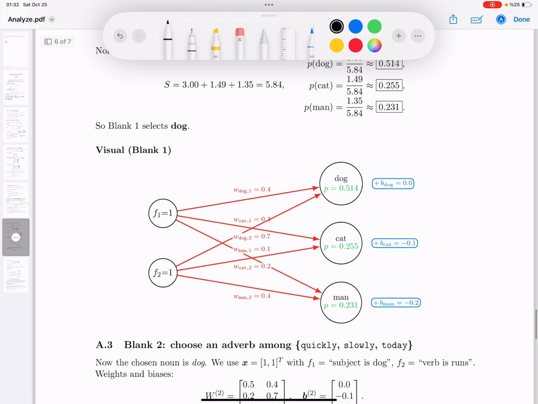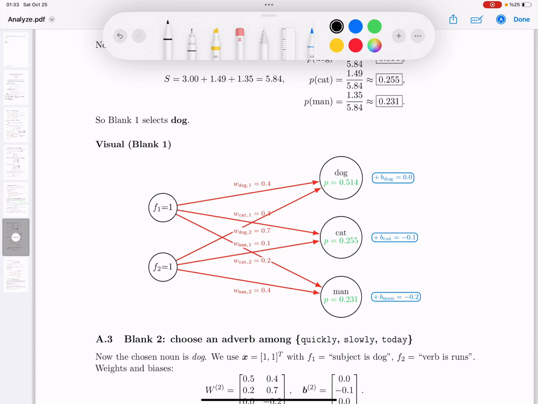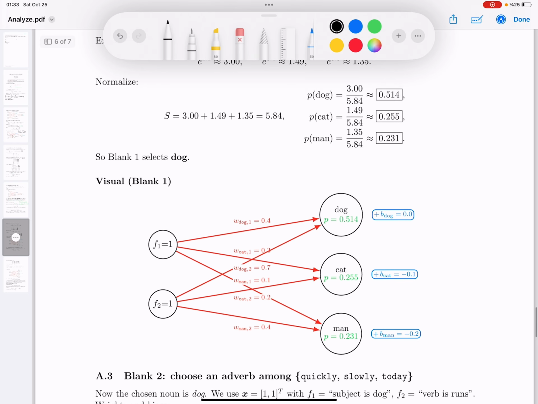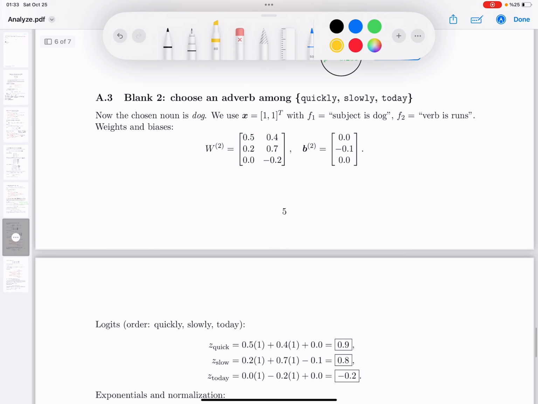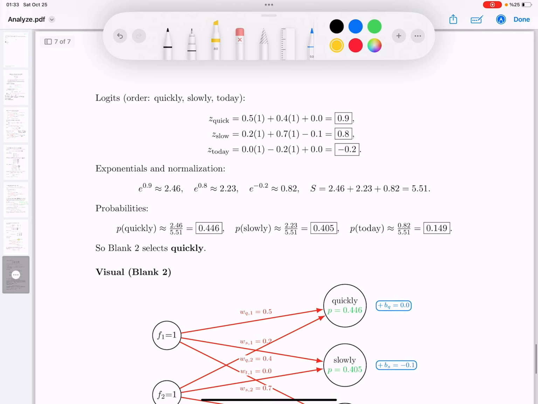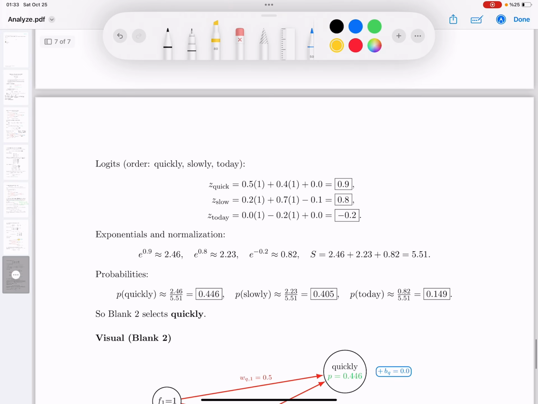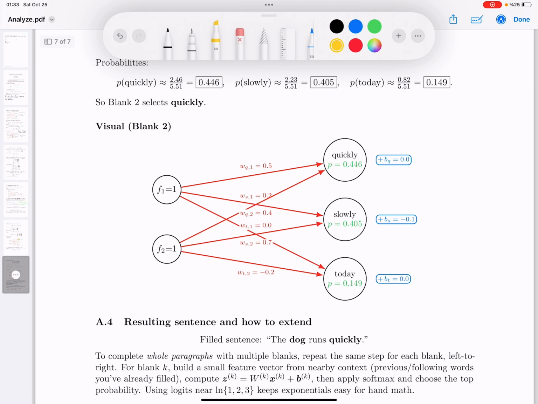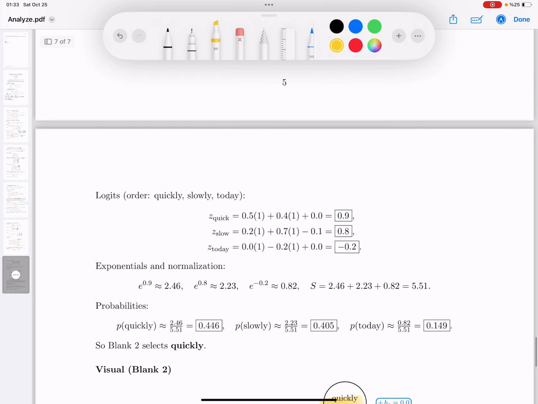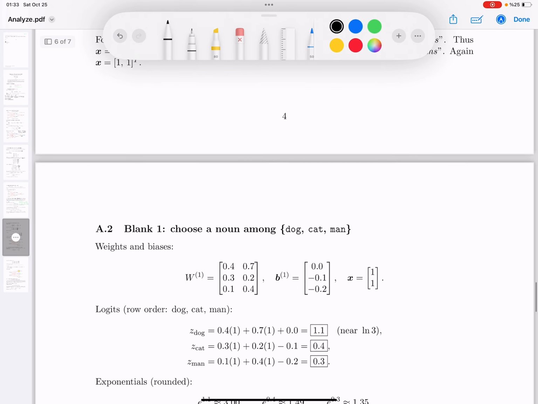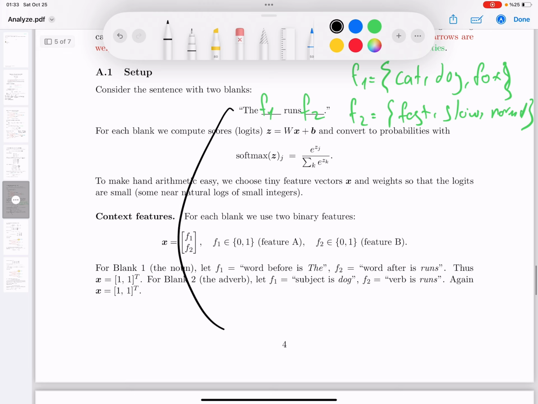And this is the visualization. We have weight dog, weight cat, and weight man. We select for this blank dog because it was the highest. And for blank 2, we select quickly, slowly, today. We do the same thing, and here quickly wins. So the dog runs quickly.